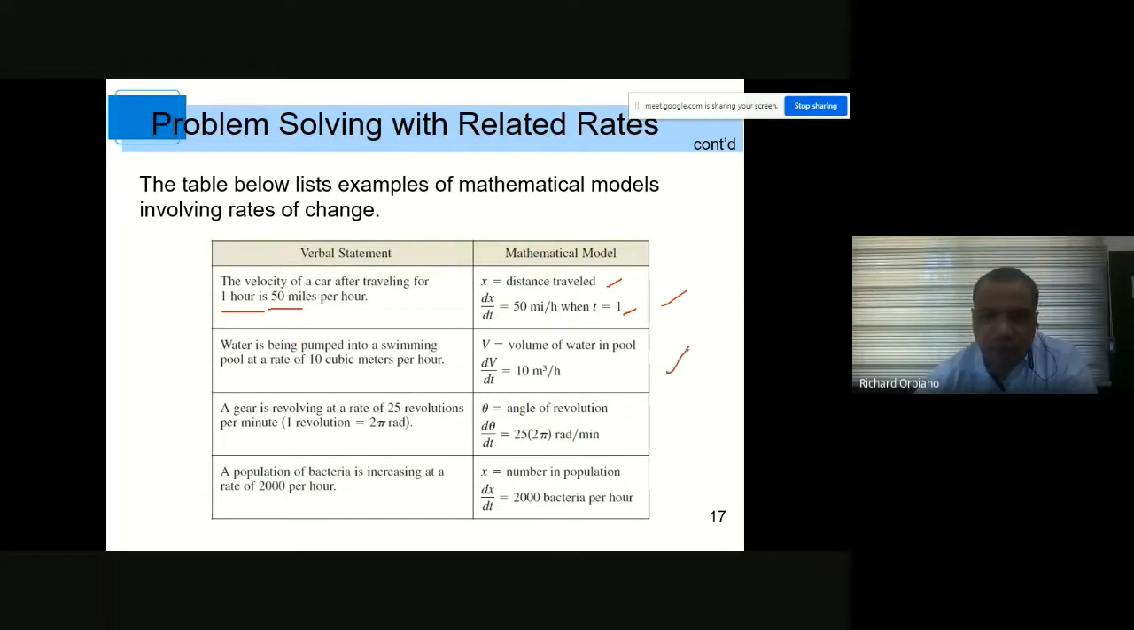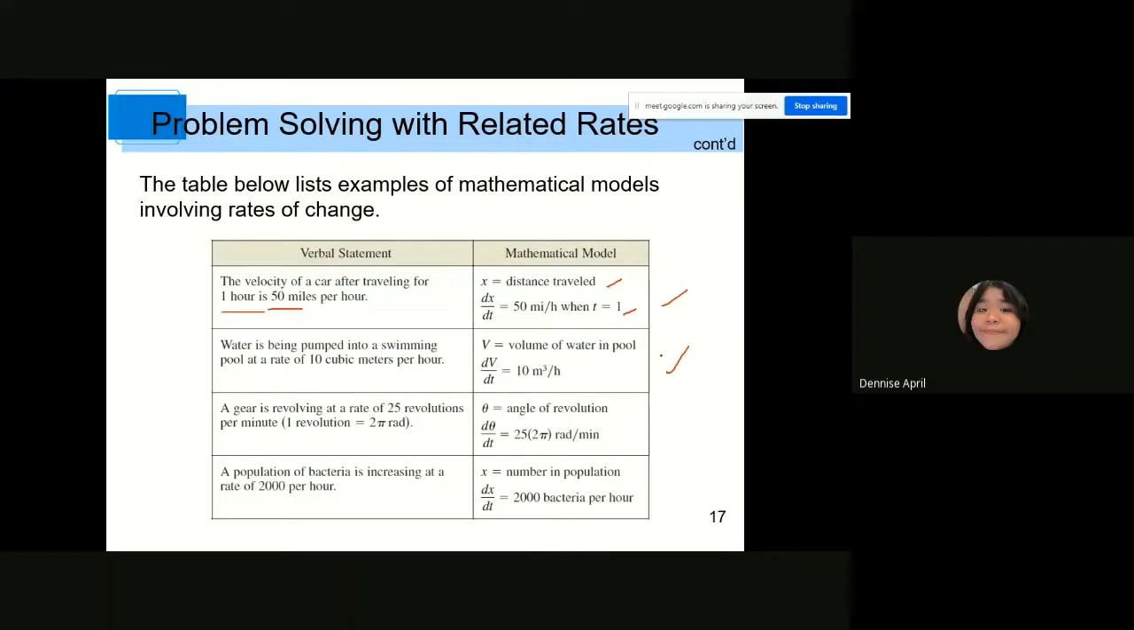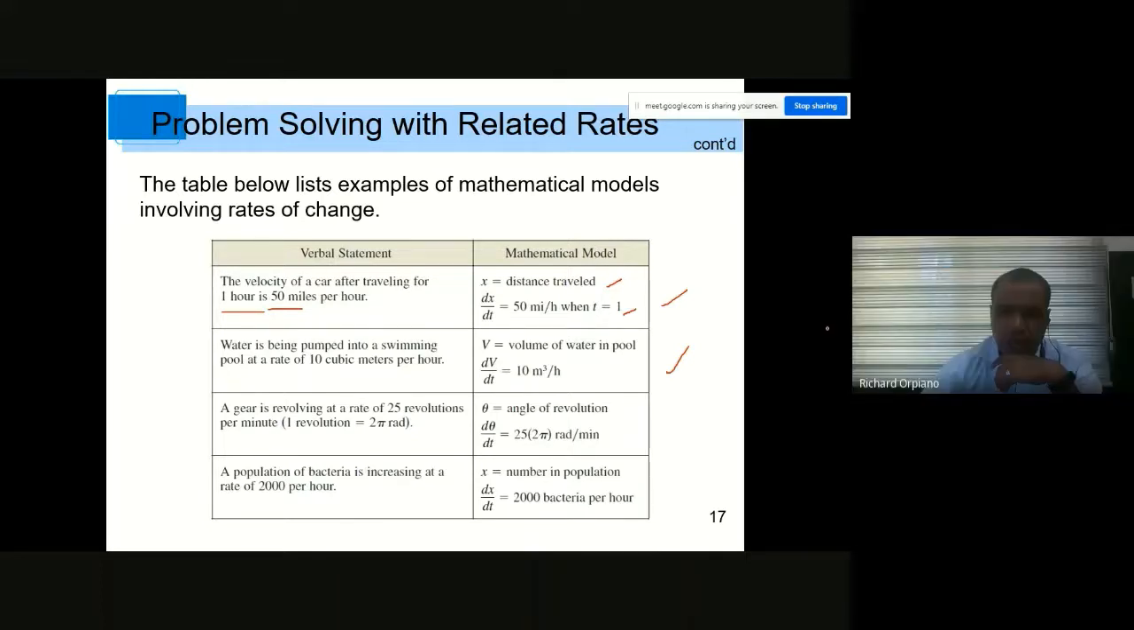Next, Miss Denise, please read. This is the second. Water is being pumped into a swimming pool at a rate of 10 cubic meters per hour. In the mathematical model, V is equal to volume of water in the pool and dV/dt is equal to 10 cubic meters per hour. Okay, thank you. Yes, cubic meters.